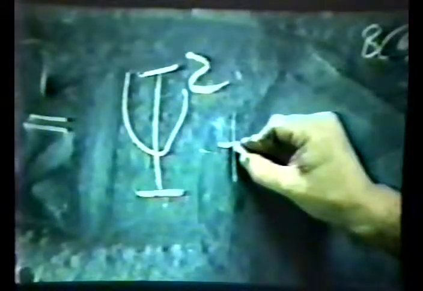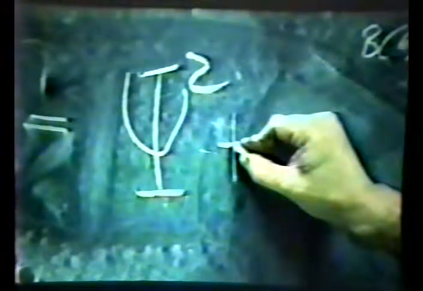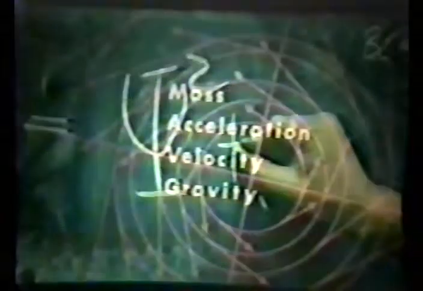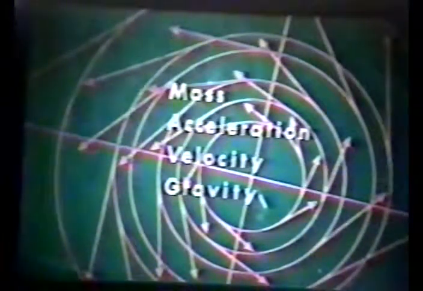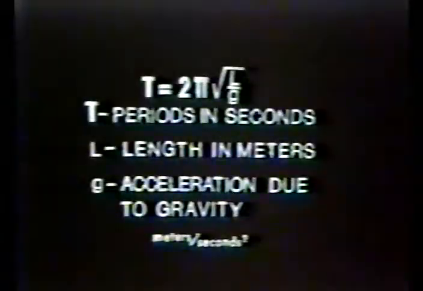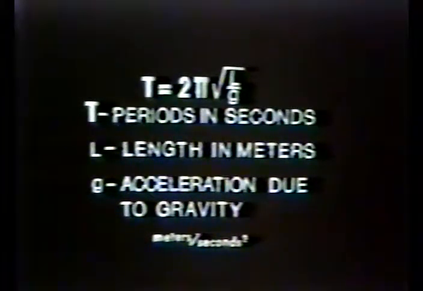Here, the builder of mathematical models, or the physical theorist, enters the picture. He introduces the notions of mass, acceleration, velocity, and gravity, and produces the following mathematical expression, where t is the period in seconds, L the length in meters, and g the acceleration due to gravity. In this theoretical expression, if t is plotted against the square root of L, a straight line will result.